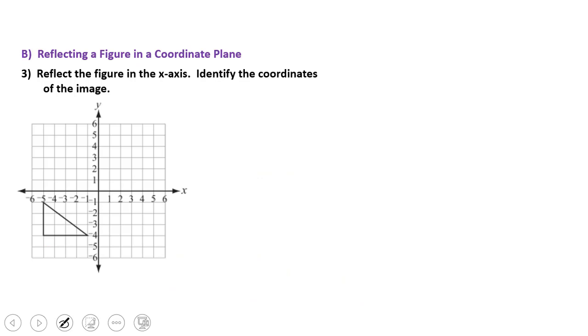All righty, ladies and gentlemen, here we go. So I advise you to put things down, listen and watch. When I'm done, I'll tell you to pause, and you can move from there. So we're going to reflect a figure in the coordinate plane. By reflecting this figure in the x-axis, identify the coordinates of the image.